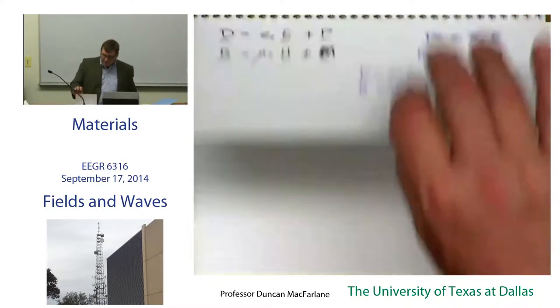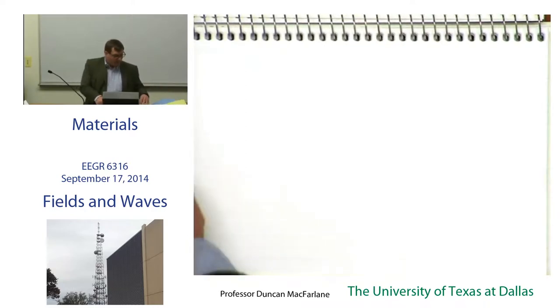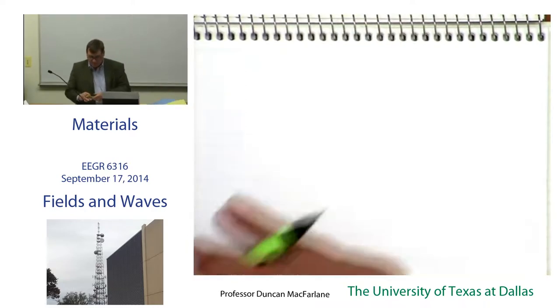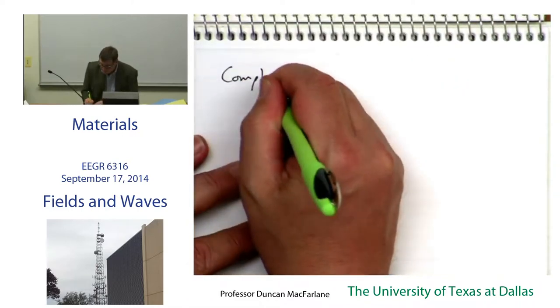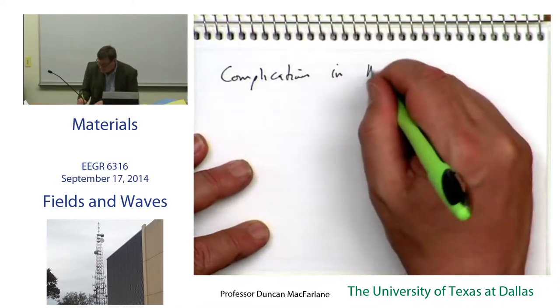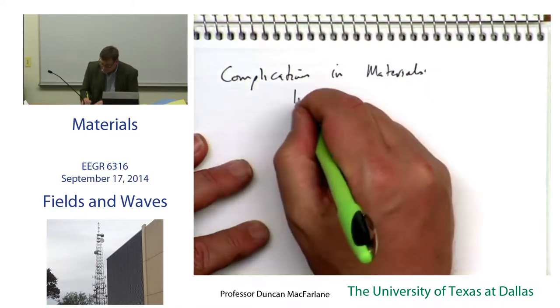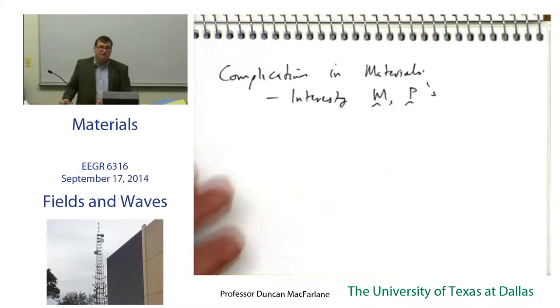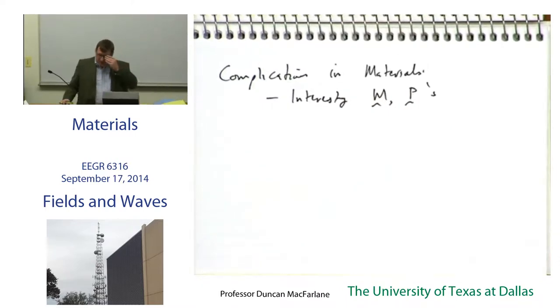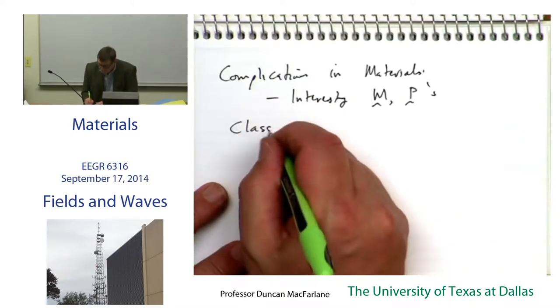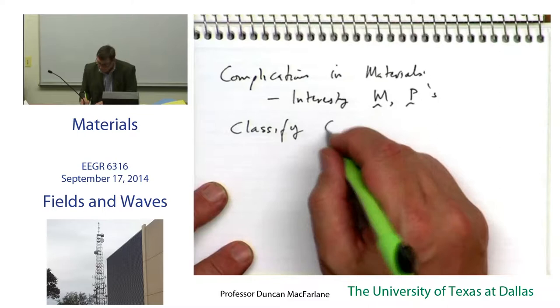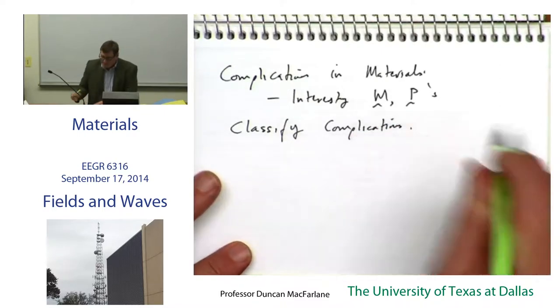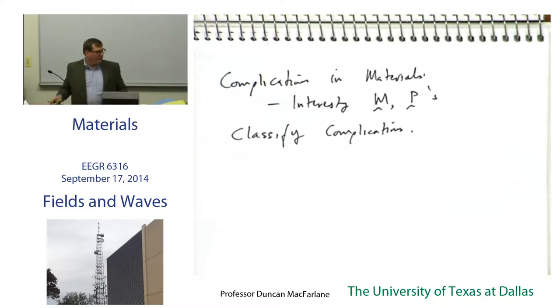But tonight I want to indulge us a little bit and talk about the complications in materials, interesting M and P. Okay? And I'm going to do so in a way that classifies these complications. So we're going to go through a certain number of them separately and independently on all the other ways that things can be hard. Okay?